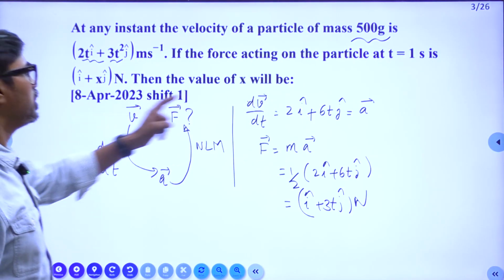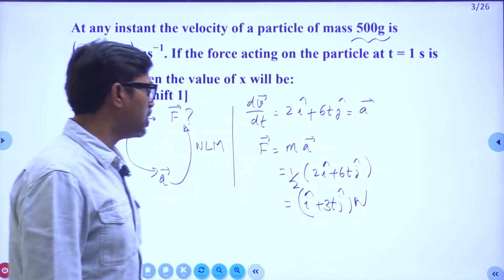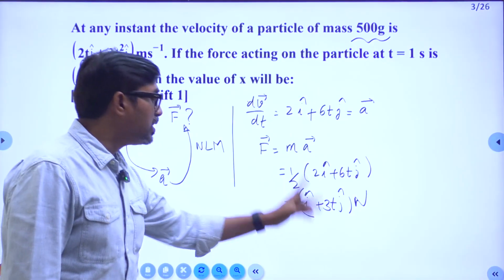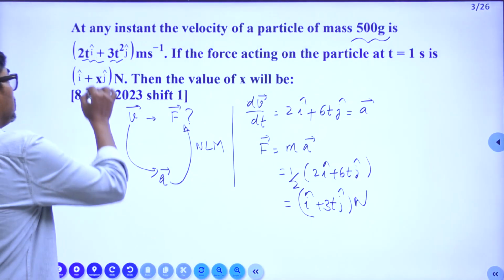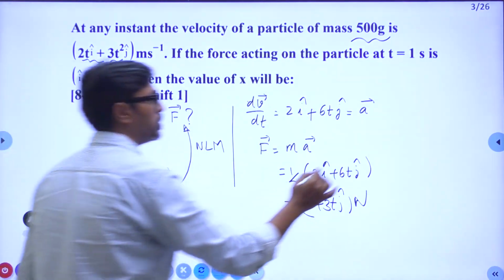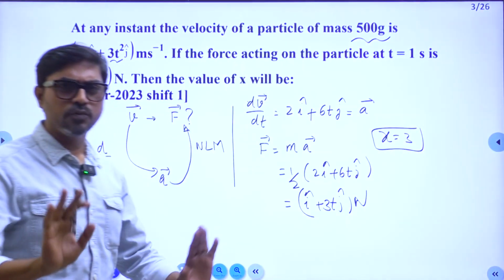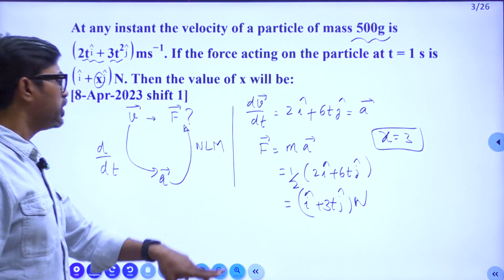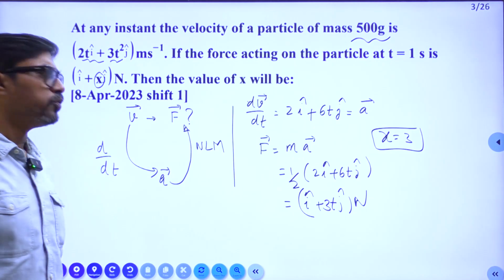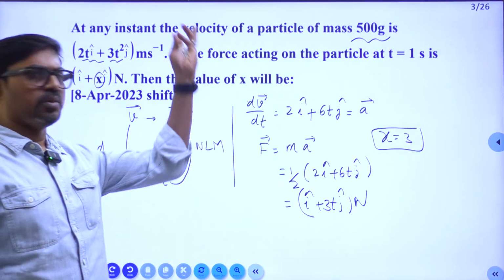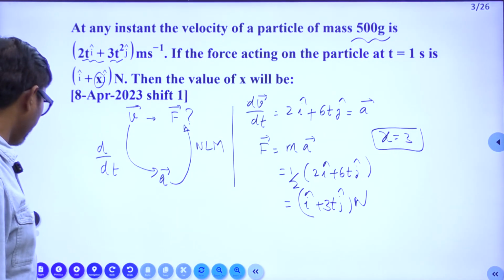Now they are asking the force at t equal to 1 second. You substitute there. You will get i cap plus 3 j cap, and that 3 is going to be x there. So x is basically 3, that is the answer there. So very straightforward. Knowing velocity, how to find acceleration, from acceleration, how to find force. So from kinematics to dynamics, that's a linking problem that we have here.